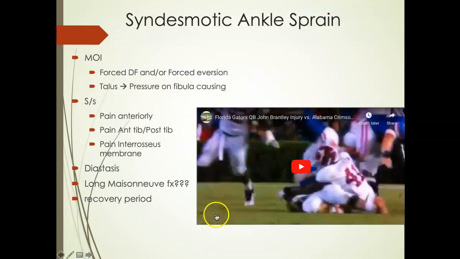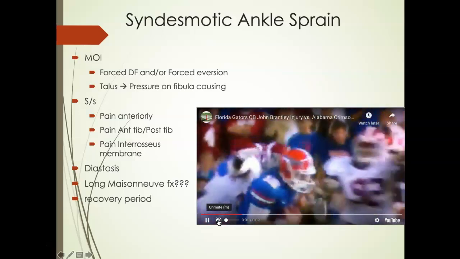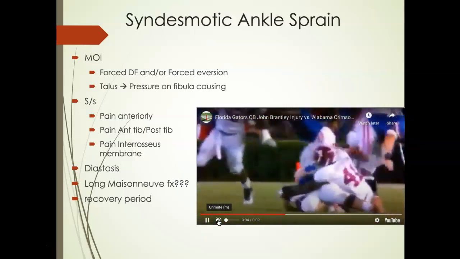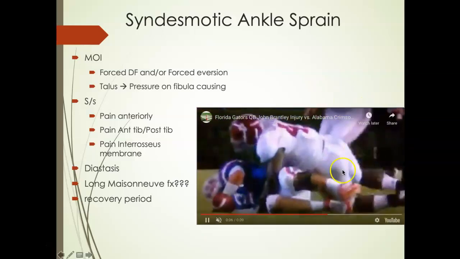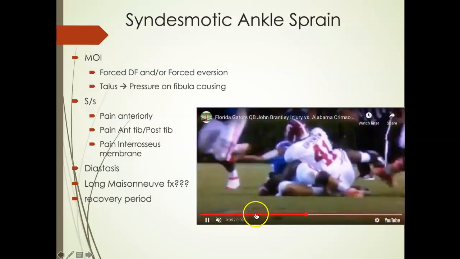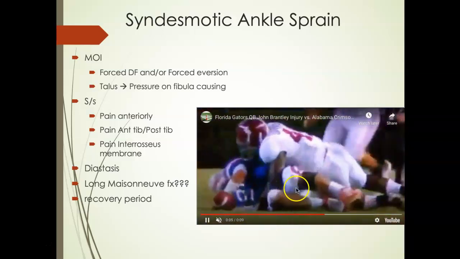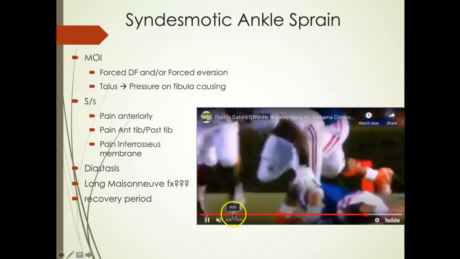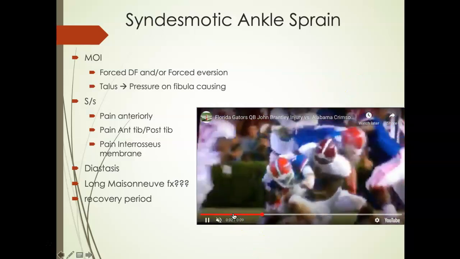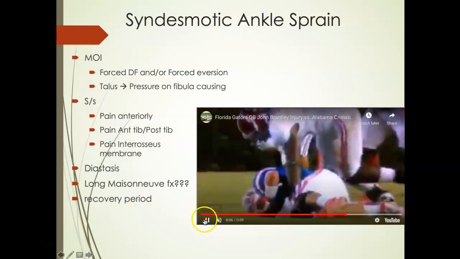So let's take a look at this injury here, where you will see the mechanism of injury. Do you see it there? The mechanism of injury for a high ankle sprain. We'll do it again just because that was so quick. So there it is. There's massive dorsiflexion, external rotation moment. We'll do it one more time. See it there? That is how you get a syndesmotic ankle sprain in football.